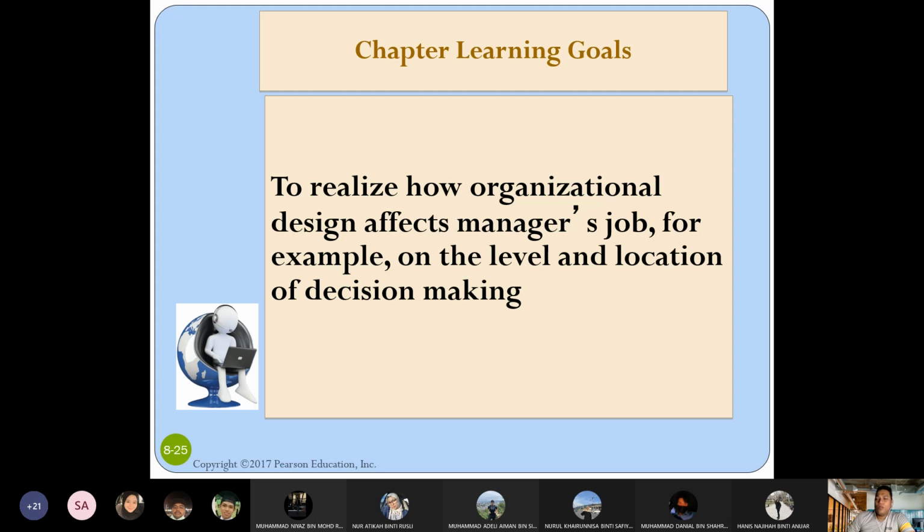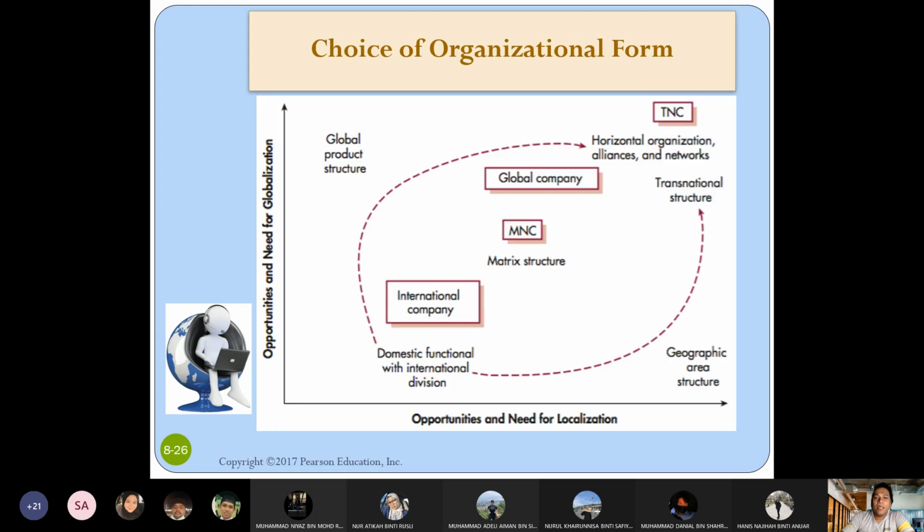So if you choose for the area, for example, or maybe division organizational structure, from here they may affect the manager's job, and at the same time they may affect the decision making for the managers. All right, so the choice of organizational form.